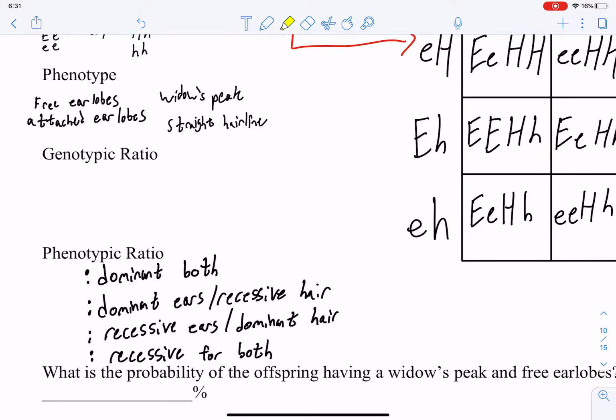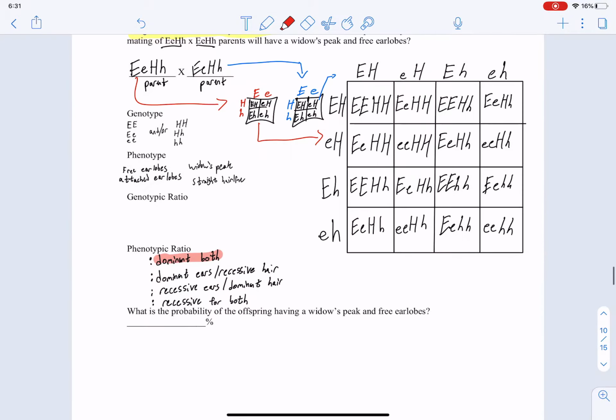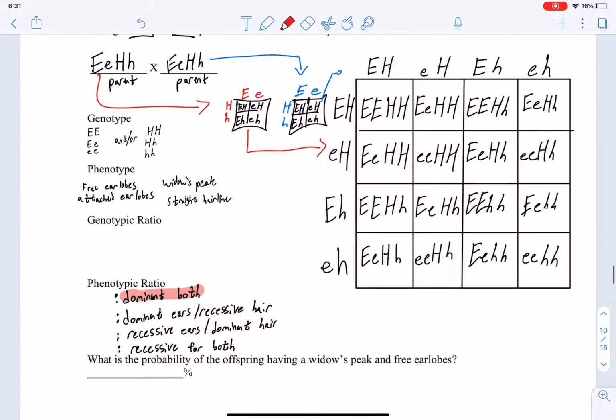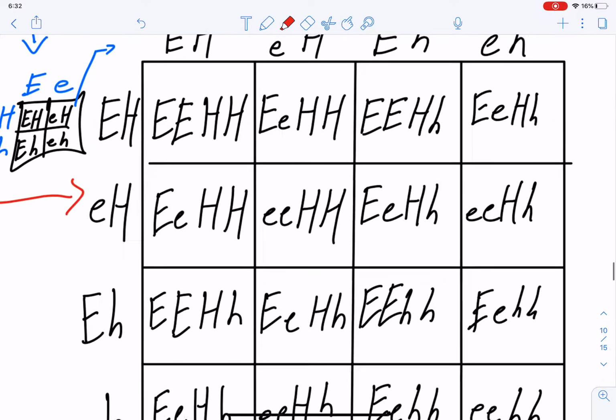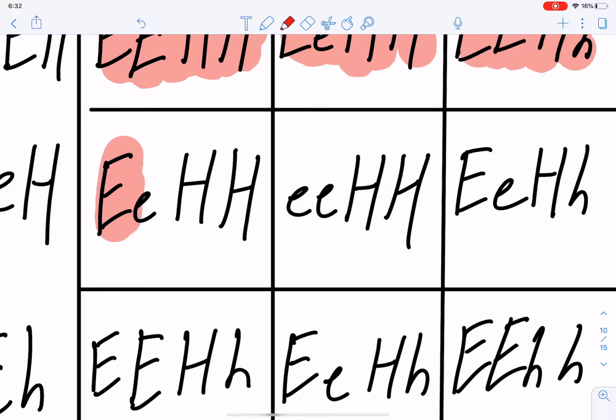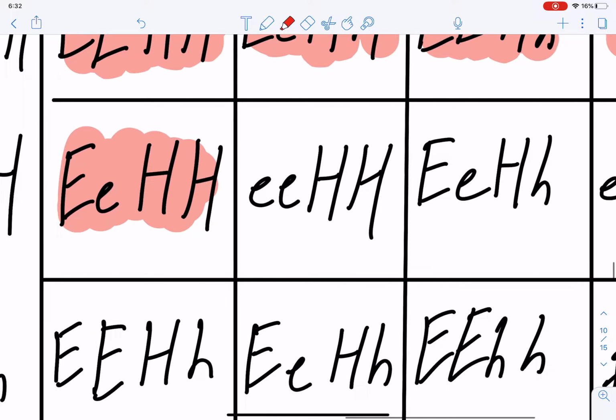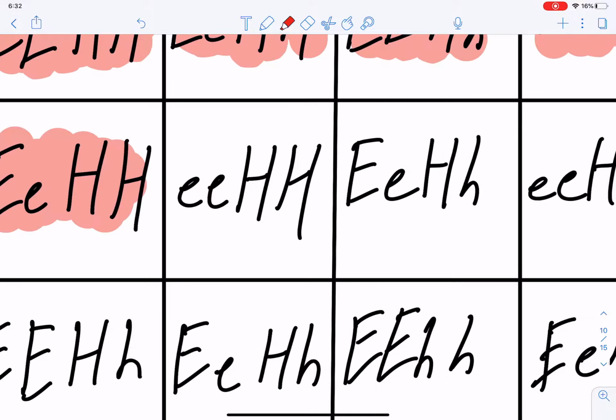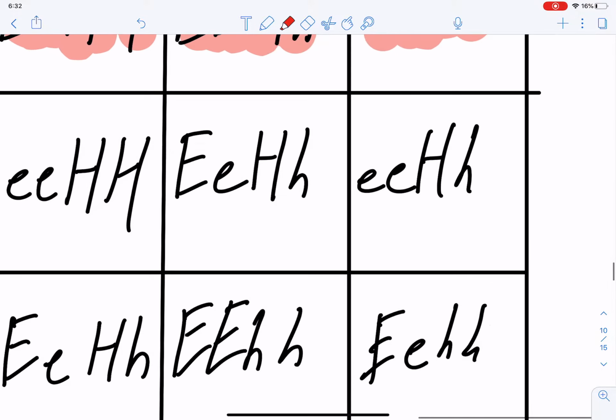All right, so you can eyeball it if you want to. I'm going to highlight it just because it is a lot more helpful in terms of identifying. So we'll start highlighting anything we see that is dominant for both in red. Starting on the top left, big E, big H, that's dominant for both. Moving over to the right, that's dominant for both. And so are these two, right? Heterozygous, still dominant for both. Second row, yep, dominant for both. Next one is our first one that's not dominant for both, because it's recessive for earlobes. So we'll just skip that one for now.